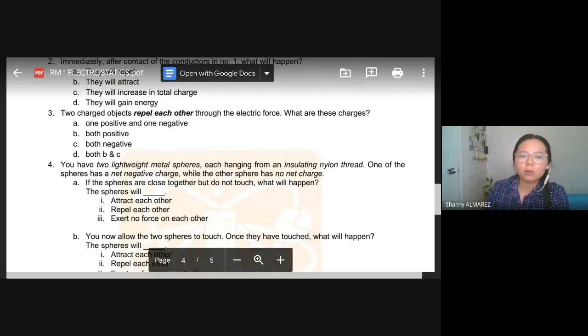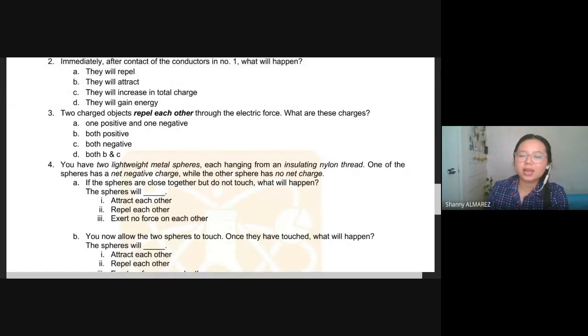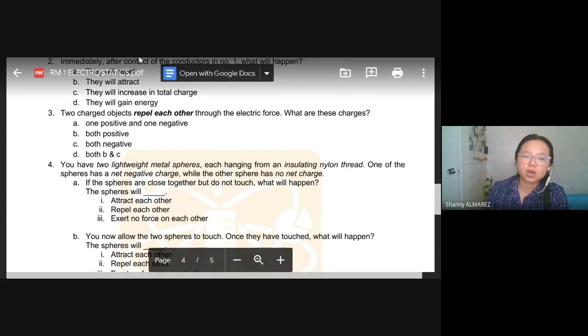So, two charged objects repel each other through the electric force. What are these charges? So you have options A, one positive and one negative. Letter B, both positive. Letter C, both negative. And letter D, both B and C. What is the correct answer?